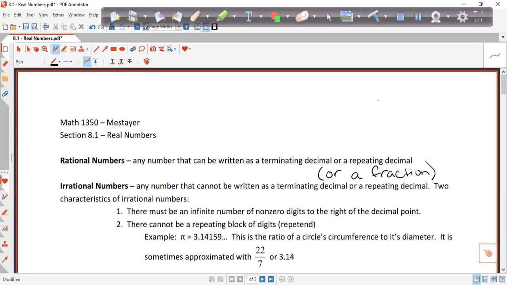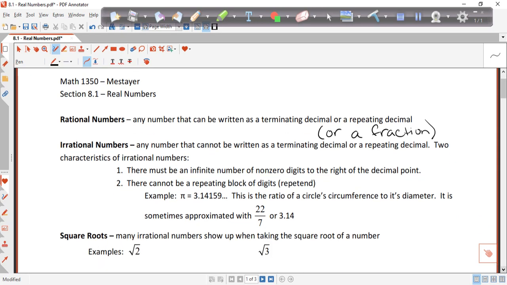An example is the number pi. This is the ratio of the circle's circumference to its diameter. It's 3.14159, and it goes on forever. Sometimes we approximate it with 22/7 or 3.14, but those are both just approximations.